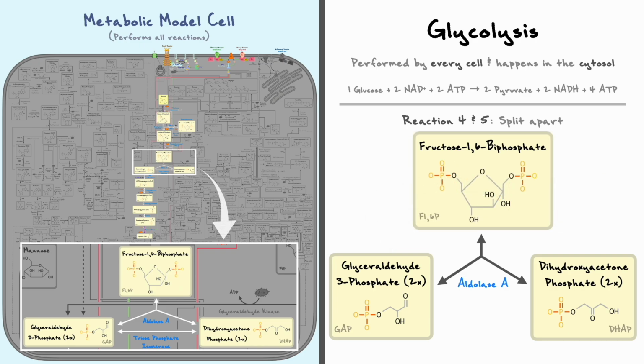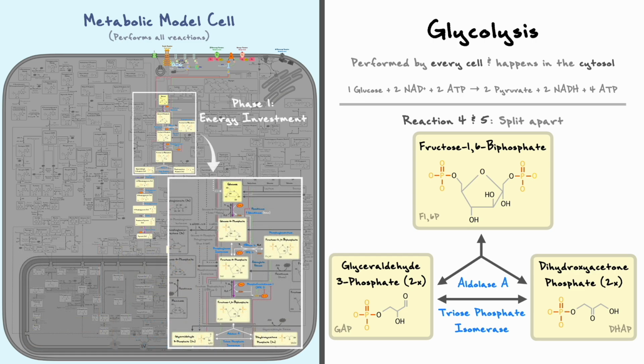Between DHAP and GAP, only GAP continues along glycolysis, so DHAP must be converted to GAP. This reaction is mediated by triose phosphate isomerase, and it essentially swaps the ketone group in DHAP to an aldehyde in GAP. Before we move on, I want to mention very quickly that this fifth reaction concludes the first phase of glycolysis, namely the energy investment phase.